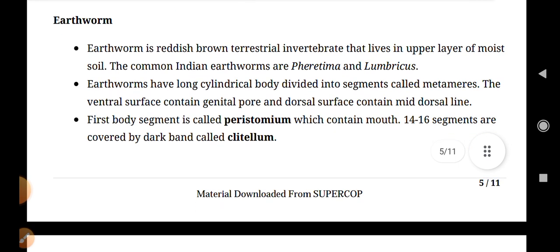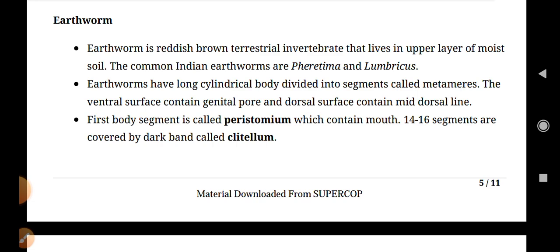Earthworm. The earthworm is a reddish-brown terrestrial invertebrate that lives in the upper layer of moist soil. Common Indian earthworms are Pheretima and Lumbricus. Earthworms have a long cylindrical body divided into segments called metameres. The ventral surface contains the genital pore and the dorsal surface contains the mid-dorsal line. The first body segment is called the peristomium, which contains the mouth.